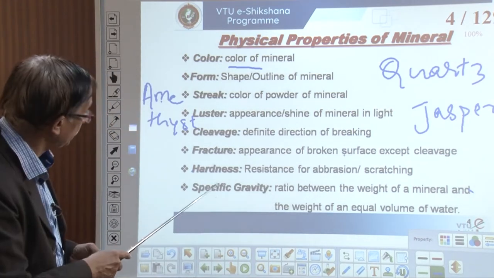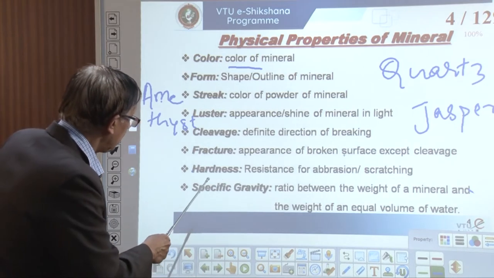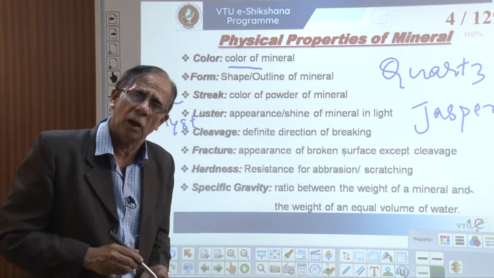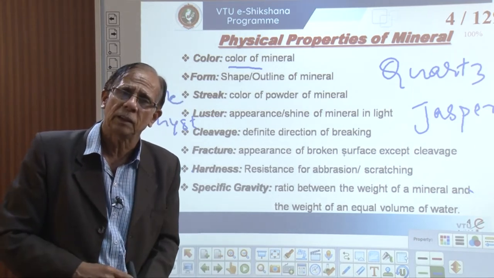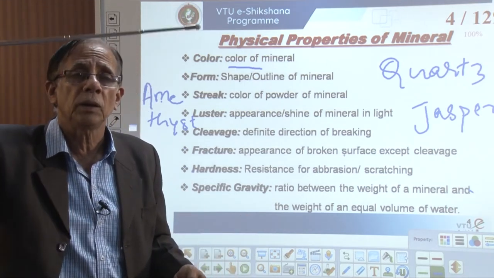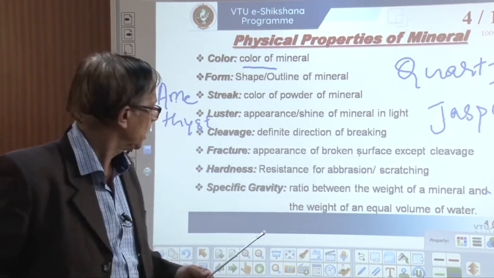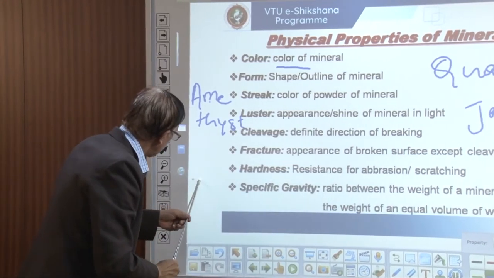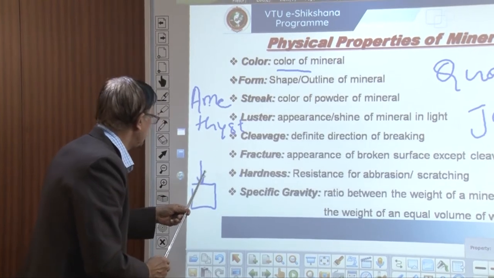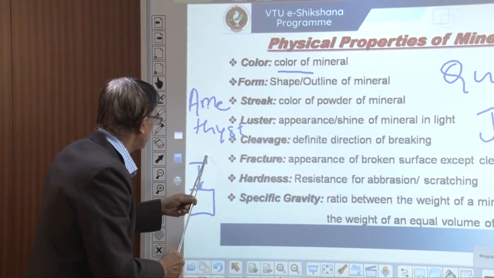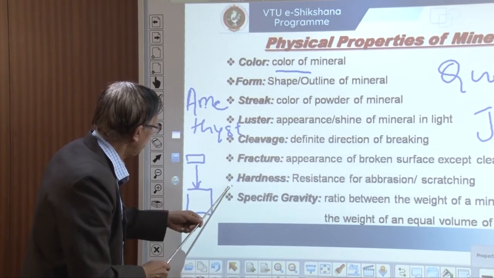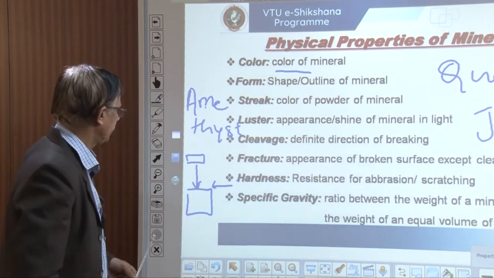Friends, we will continue our discussion a little later on hardness. I have to show you the scale of hardness. Before that, how have we arrived at that scale? There is one test called the Vickers indentation test. It is so simple. We have a mineral, we have a needle, I apply a certain amount of load and I observe through a microscope.